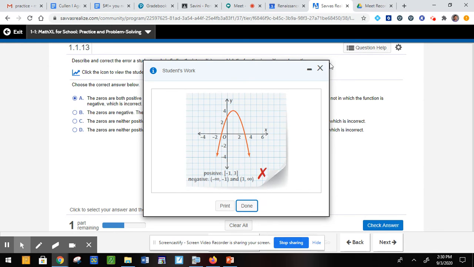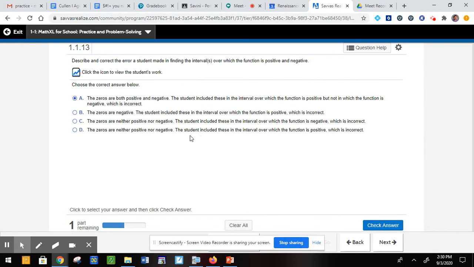All right, so now we go look at the answers. For part A, it says the zeros are both positive and negative. That's not true. 0 is not positive or negative. Answer choice B says the zeros are negative. Not true. 0 is not negative. Answer choice C says the zeros are neither positive nor negative.